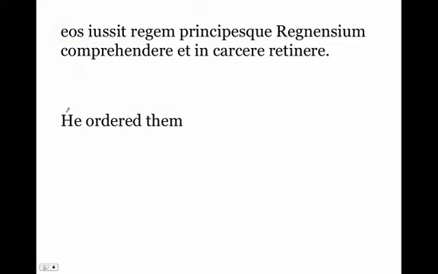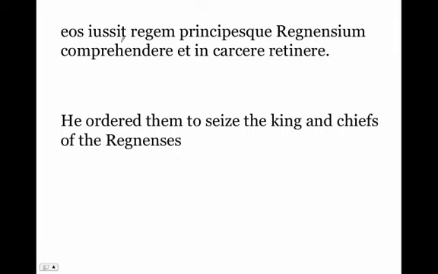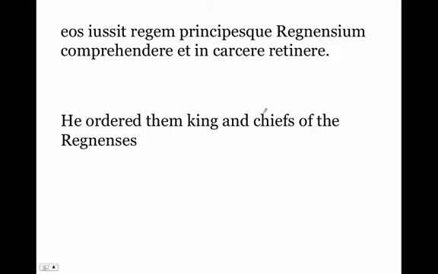Now, the verb iussit, he ordered, it's going to have an initial object, and it's the object that is being ordered. And then we're going to have an infinitive, the thing they're being ordered to do. And then we might have another object of the infinitive. And that's what's happening here. He ordered them comprehendere. Now, obviously, the English word to comprehend is derived from this, but the Latin word means to seize. He ordered them to seize. And again, look here. He ordered them kings and chiefs of the regnencies.